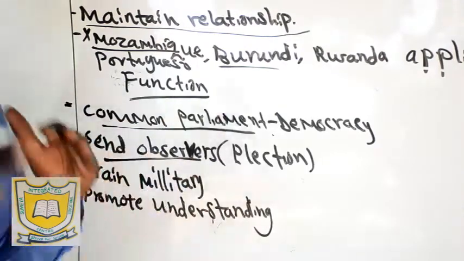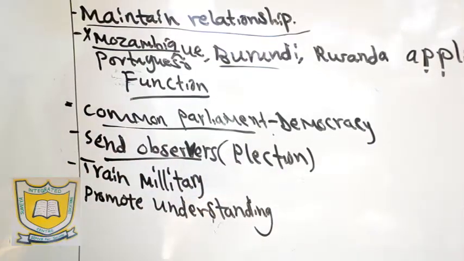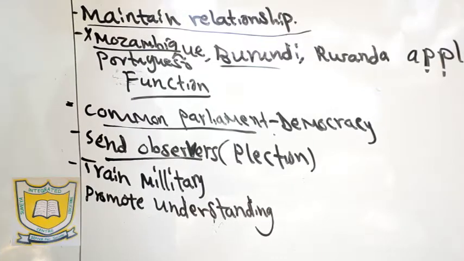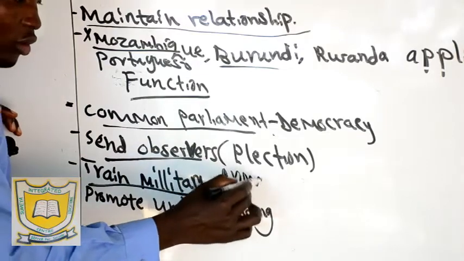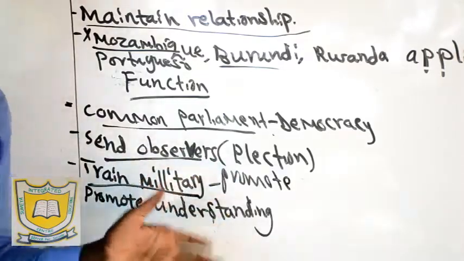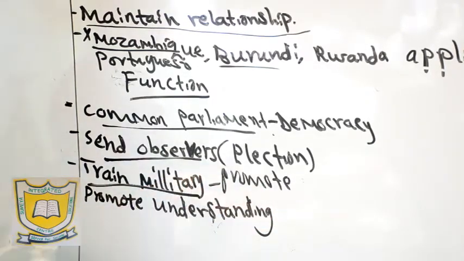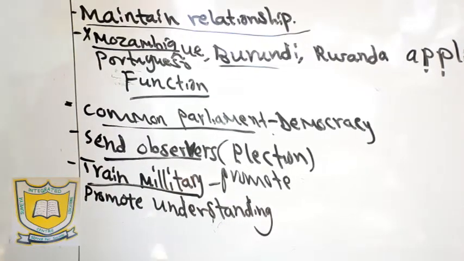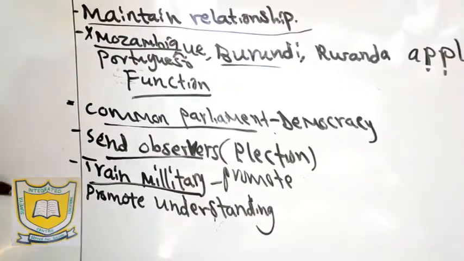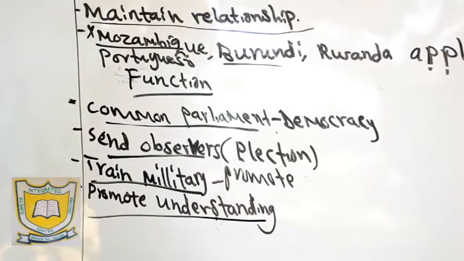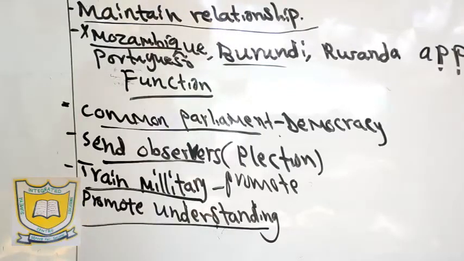So the Commonwealth sent observers to make sure that the election is done in a correct way, in a fair way, and so on. And then it also trains the military to promote what we call peace in the member states. So whenever there is a problem in the member states, they can send the military to go and promote peace in those regions. Then it promotes understanding between the member states.